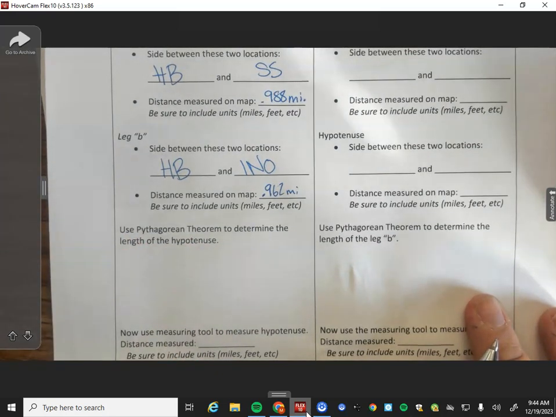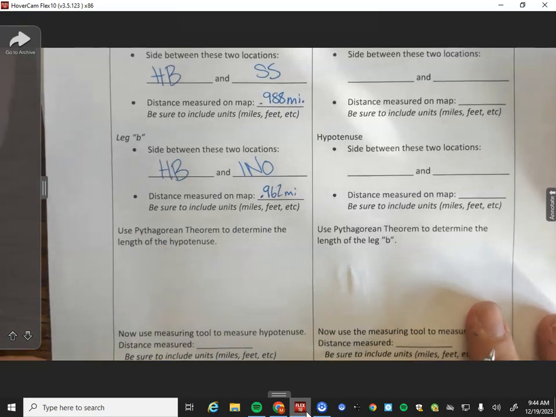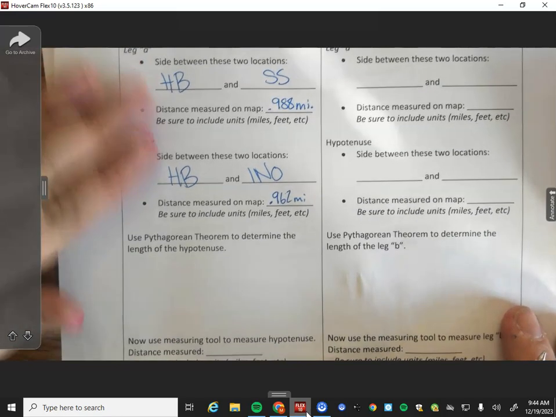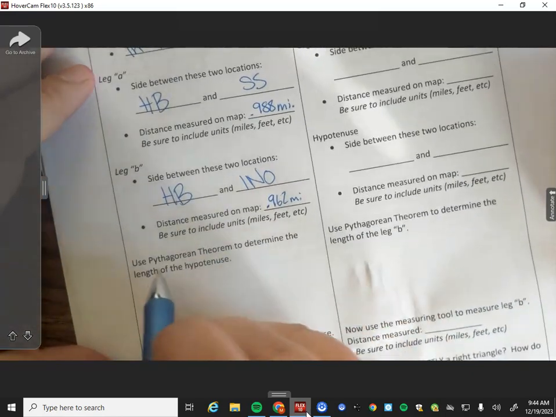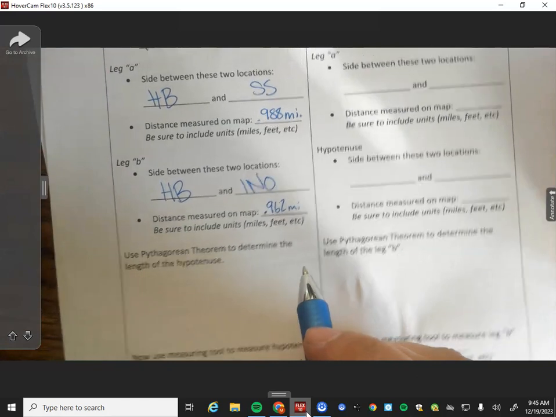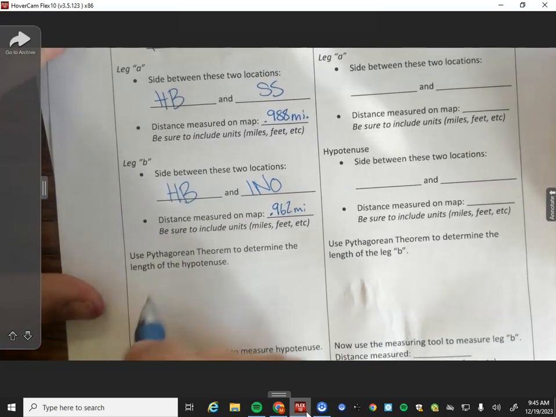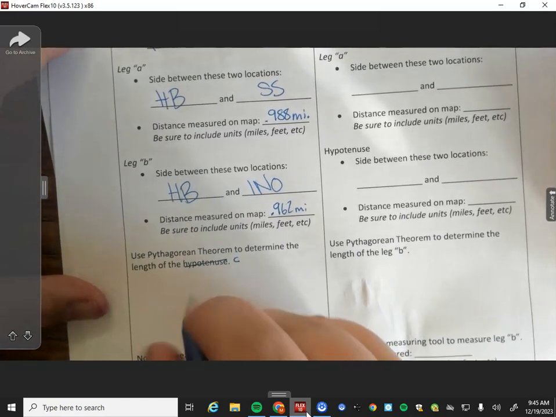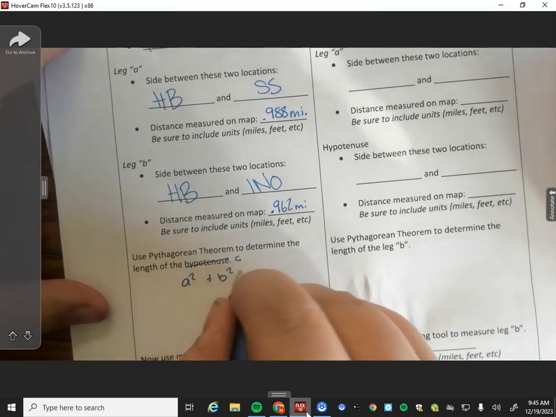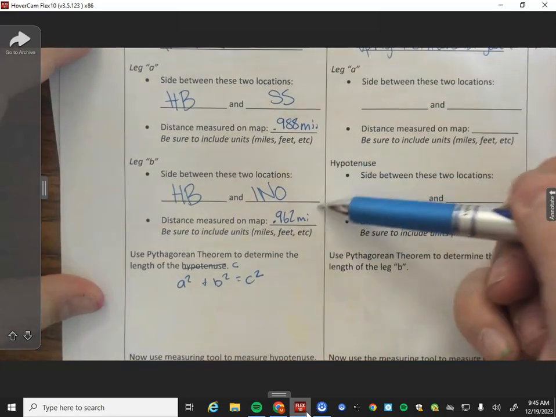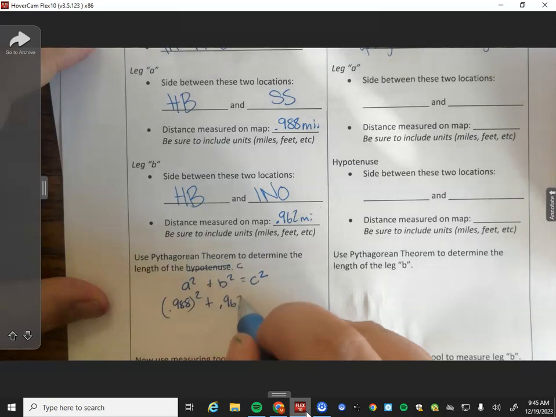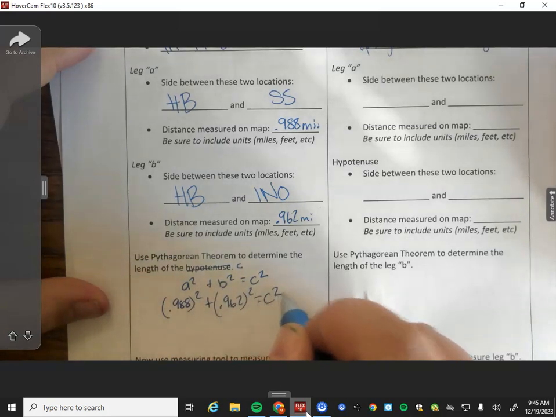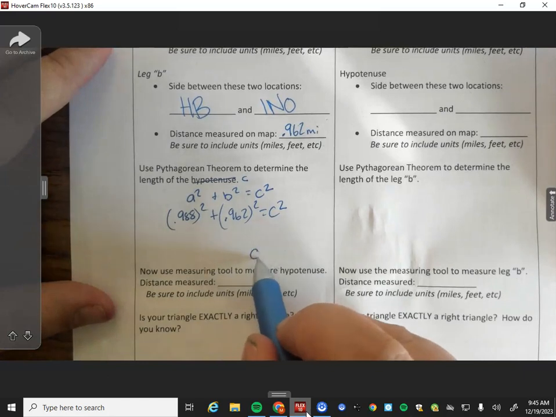Okay, after that, it wants you to use Pythagorean theorem to determine the length of the hypotenuse. Why are we not just measuring the hypotenuse with the ruler? You'll see that in a second. So just follow the directions. You will measure it with the ruler tool in a moment, but not right now. Pythagorean theorem is going to help us find the third side of that right triangle, which in this case would be the hypotenuse, or C. So we've got a squared plus b squared equals c squared. The legs are a and b, so I'll use 0.988 for one of the legs and 0.962 for the other leg equals c squared. Okay, so your goal here now is to solve for c.